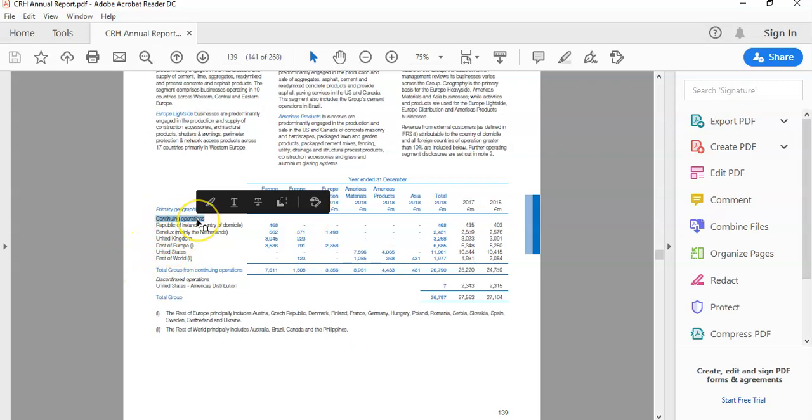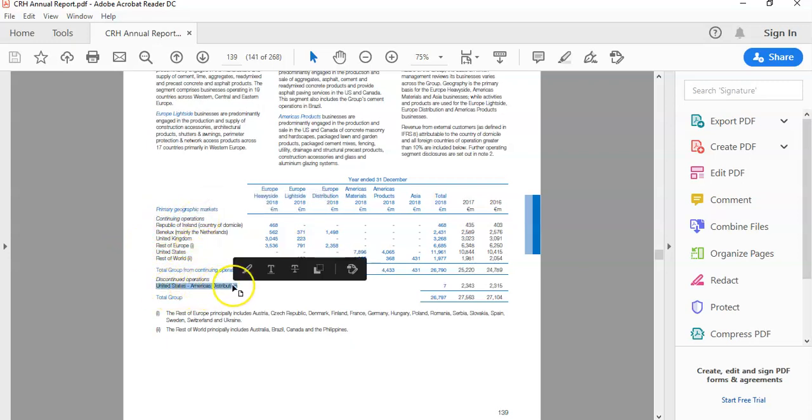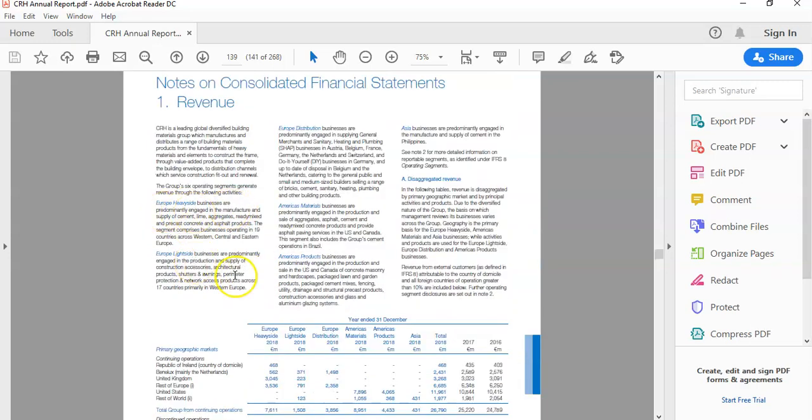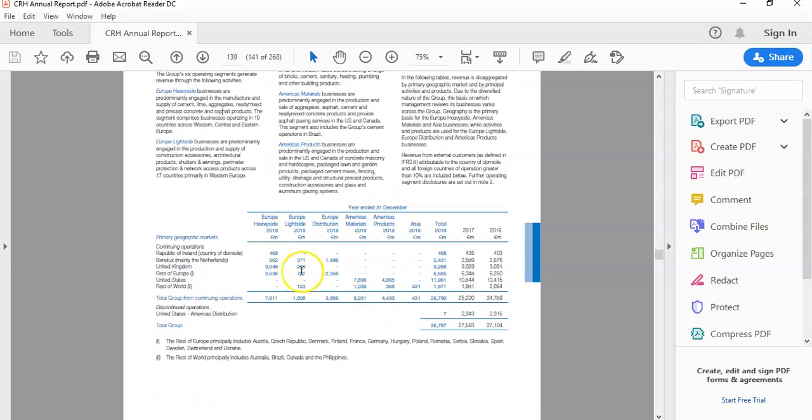Continuing operations means the ones that are going to continue next year. Discontinued operations are the ones that were sold off during the year. So don't worry, you'll cover that. It's actually a standard in itself, IFRS 5. And as well as that disclosure, they talk about each of their divisions. Europe Heavy Side, for example, is involved in cement, lime, ready mix. Europe Light Side is involved in architectural products, shuttering, network access. So it's a bit more lighter material work. That's how they disaggregate the revenue in this one.